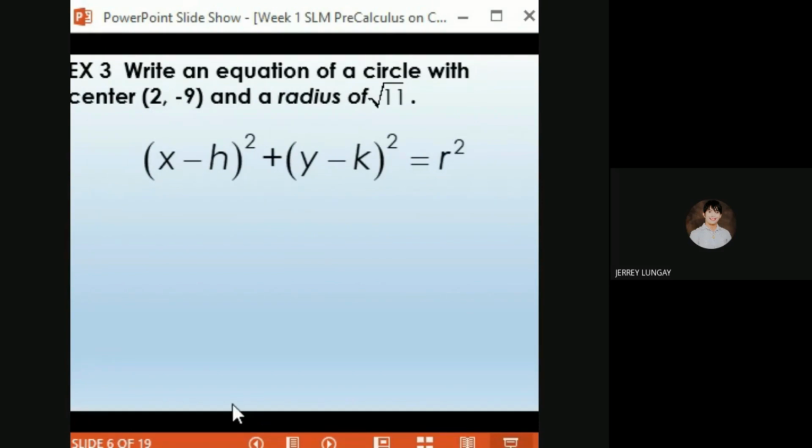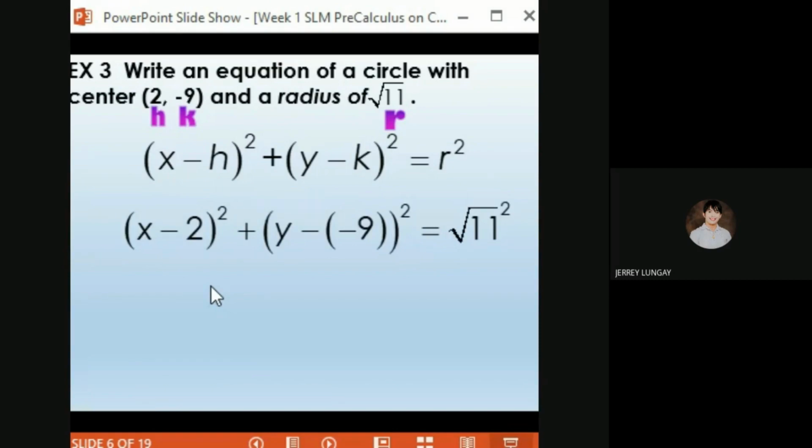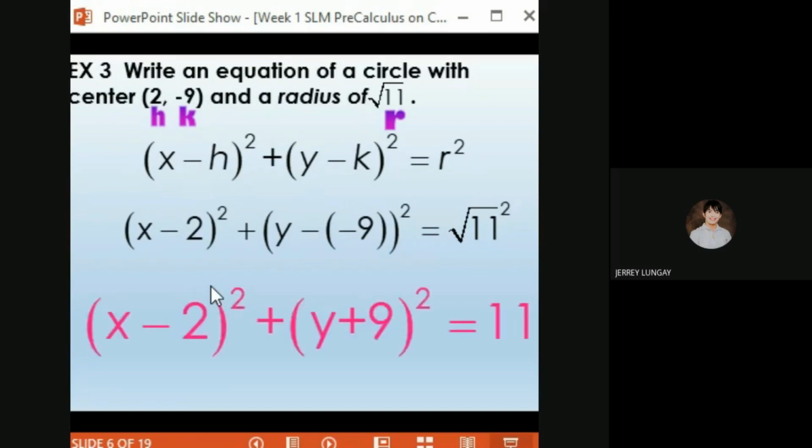Sige. So let's proceed. So (h, k) will be, again, (h, k) is (2, -9), and the r there is the square root of 11, so it would become (x - 2)^2 + (y - (-9))^2 is just equal to (square root of 11)^2. Okay, so it would become (x - 2)^2 + (y + 9)^2 is just equal to 11.